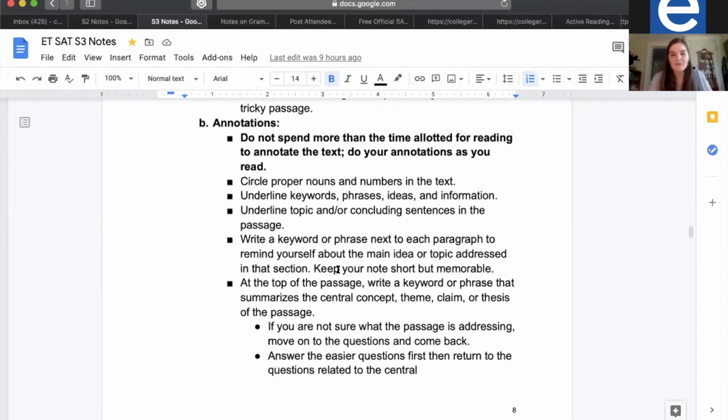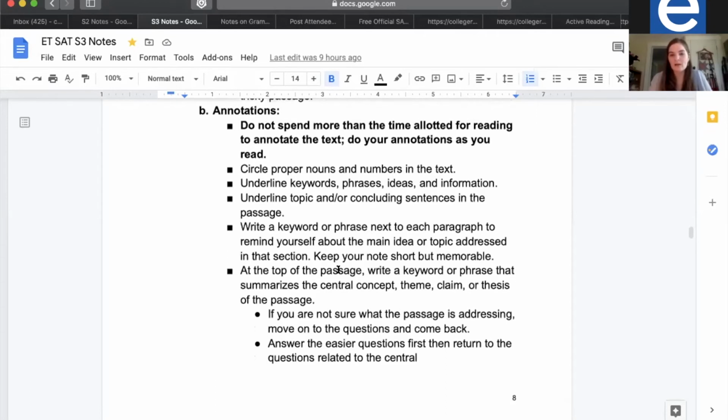Okay, annotations. Do not spend more than the time allotted for reading to annotate the text. Do your annotations as you read. You need to circle proper nouns and numbers in the text.